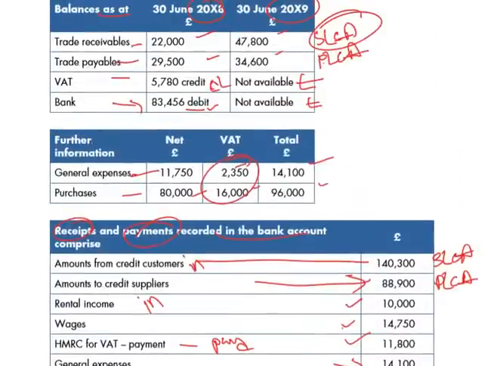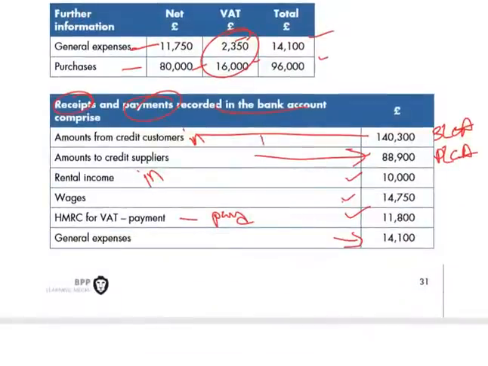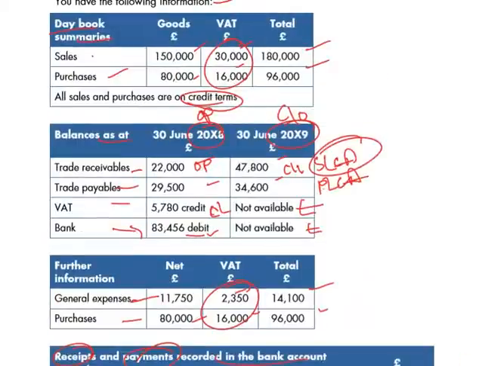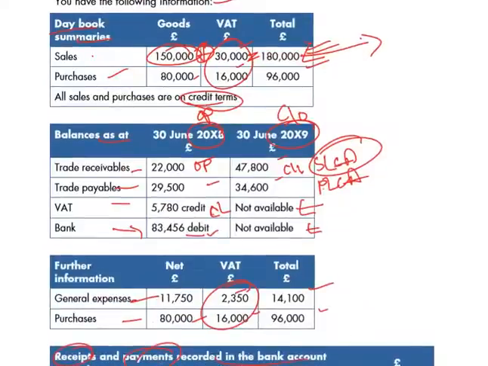In part A, what do we have? We have opening receivables, we have closing receivables, we have bank, don't we? These are the 3 items we have, and contra we are looking for. Credit sales we have 150,000 plus VAT. Total is 180,000, and that's the total we take into account. Not the exclusive figure, it's the inclusive figure we take into account. So the opening trade receivables is 22,000.